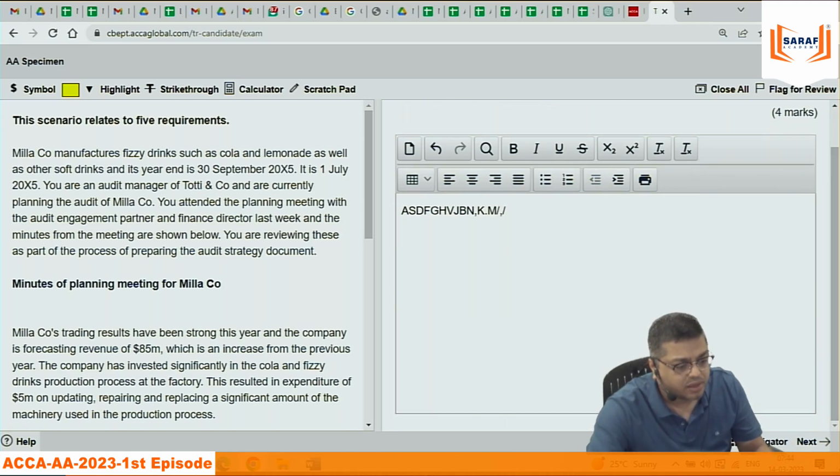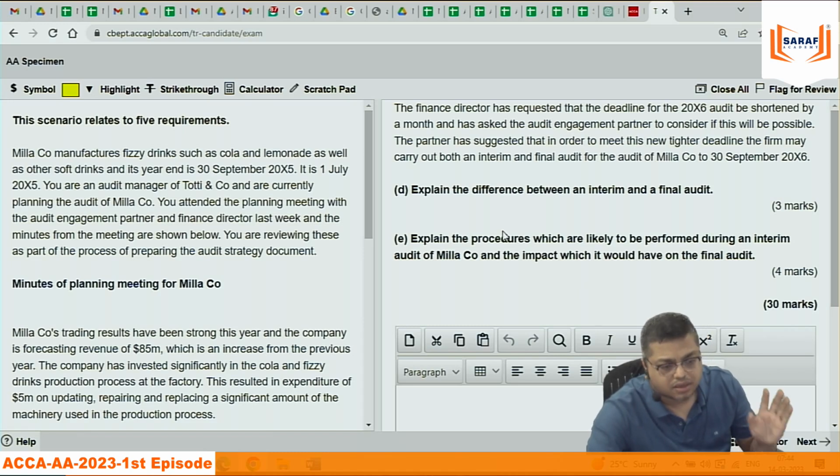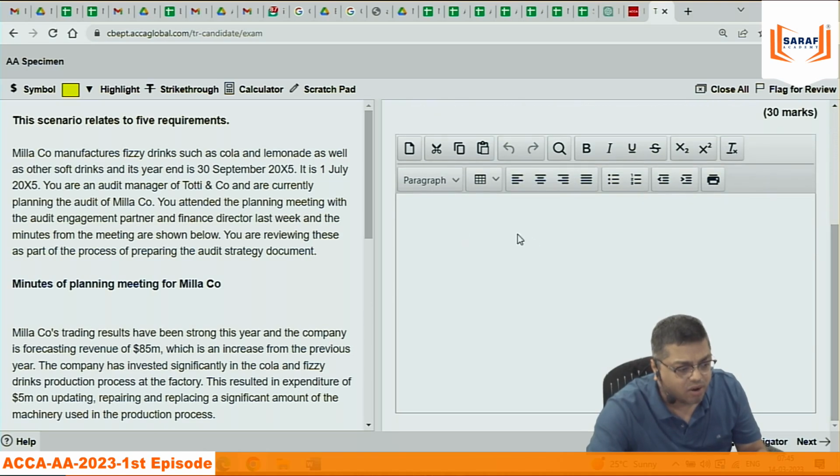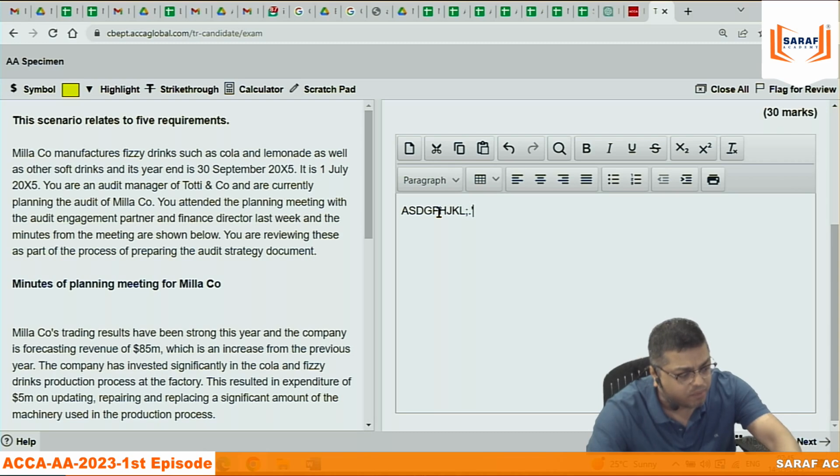Okay. Then, so you understand 5 marks plus 14, 19 plus 4, 23 plus 7. That is basically D and E. Based on the same scenario, there are total 5 questions of 30 marks and all are, the word file is given, you need to type your answers.